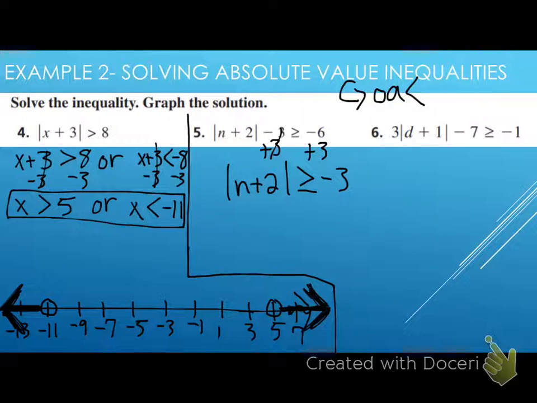So can I set up my two inequalities here? No. So I need to check what the statement is saying and see what my answer is going to be here. Okay? It's saying that the absolute value of n plus 2 is greater than or equal to negative 3. What do we think our answer is here? And why? It's no solution. Why do you think it's no solution? Because it's negative. Think about what the statement is saying, though. The absolute value of n plus 2 is greater than or equal to negative 3.